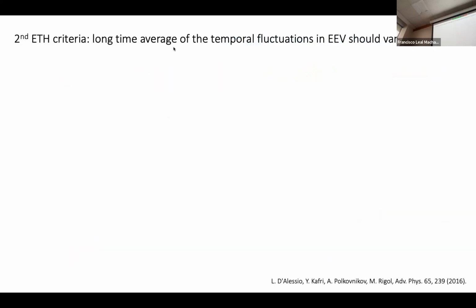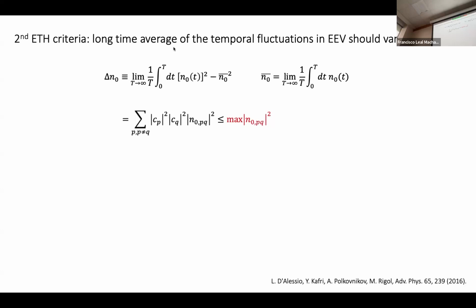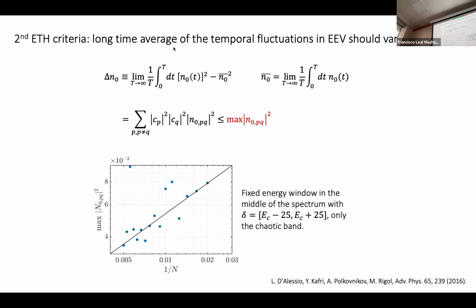The second criteria says that the long time average of temporal fluctuations in these eigenstate expectation values should vanish. And this is what that fluctuation is. We can see that these fluctuations need to be bounded by the maximum off-diagonal element in our energy window. So if we look at how these are scaling with the system size, we can have an idea about how the fluctuations will decrease. And this is what we see for the chaotic bands. They indeed tend to be decreasing as the system size increases.